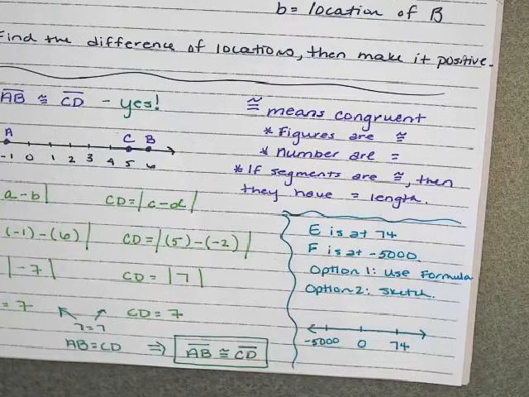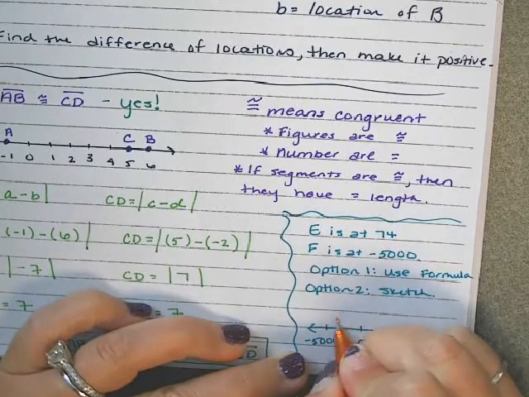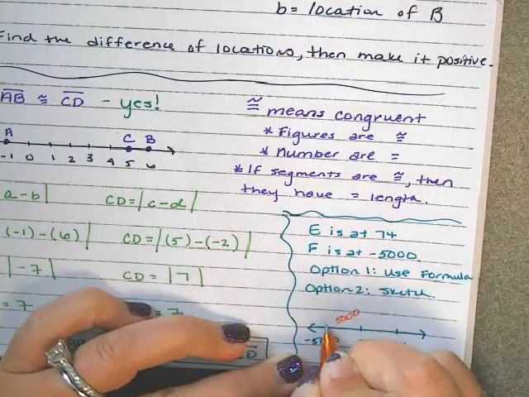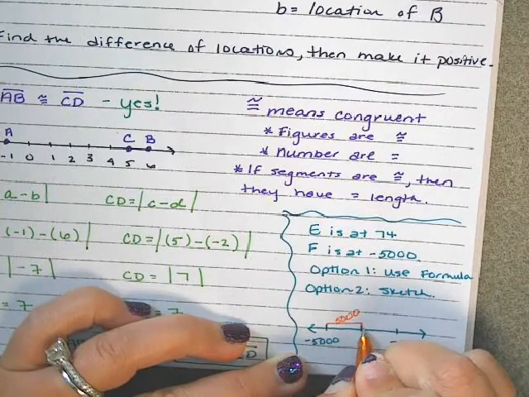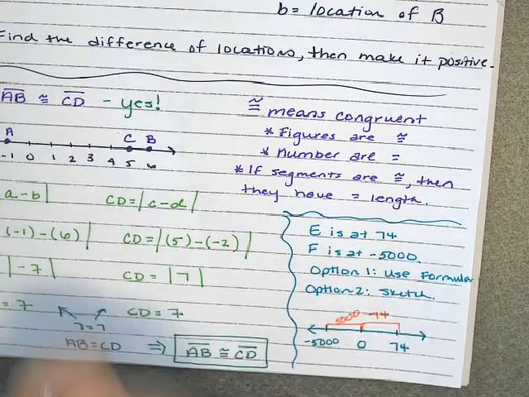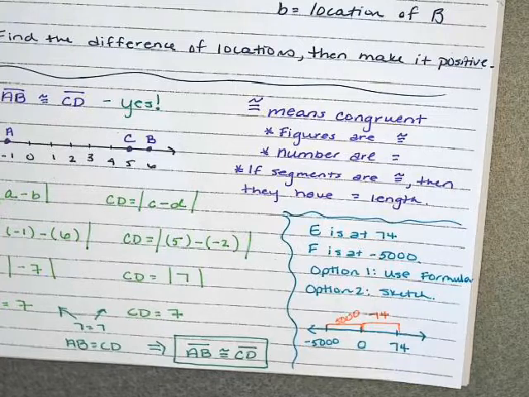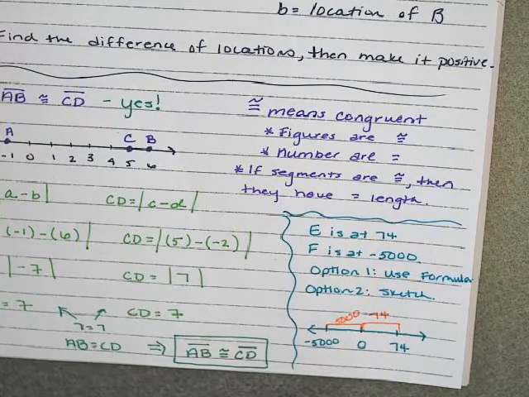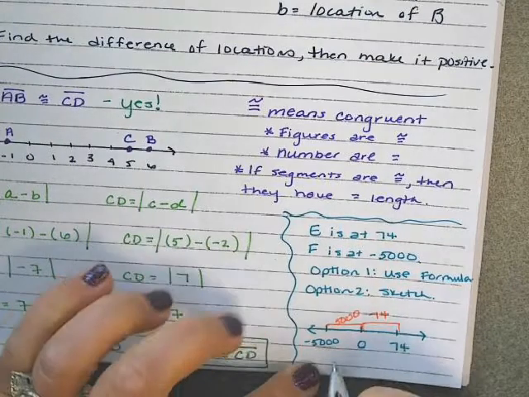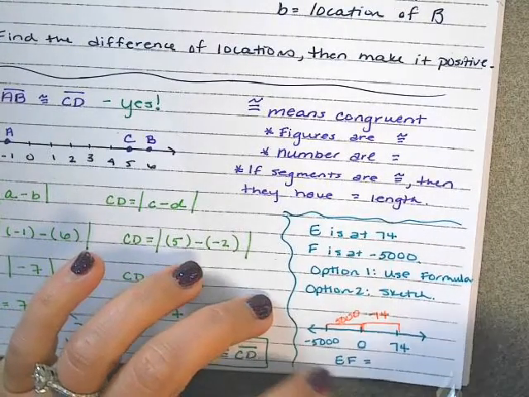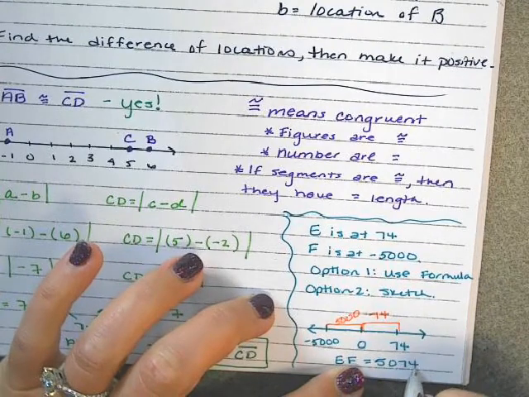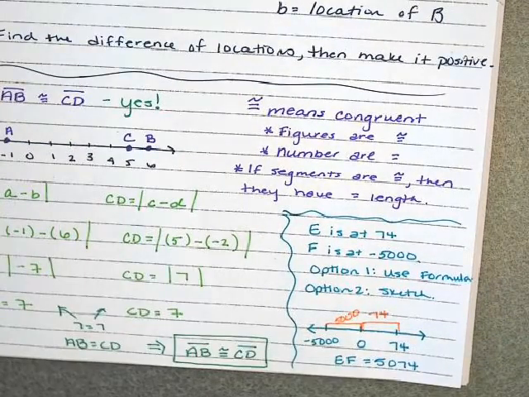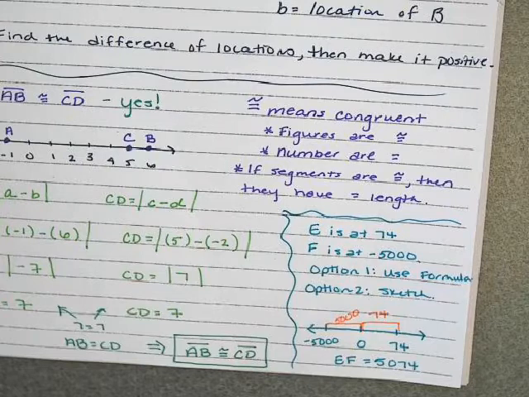And from there, I know that I have 5,000 in this area and 74 in this area, so I will be adding the numbers together. So from there, I can see with my eyes that EF would be 5,074. Okay. Now, if I was finding 2 over here, then I would find the difference between the two.